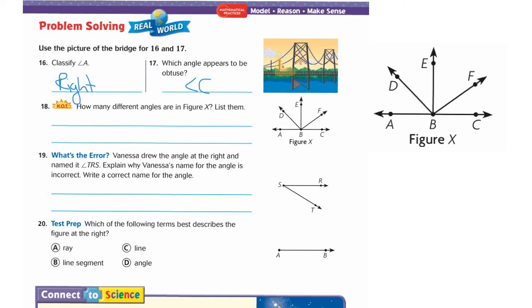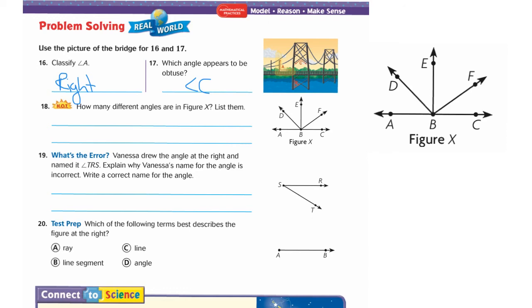We're going to skip 18. There's lots and lots, probably close to 10 different angles there. You can label them different ways. Lots of different options there, but we'll skip that for time purposes.